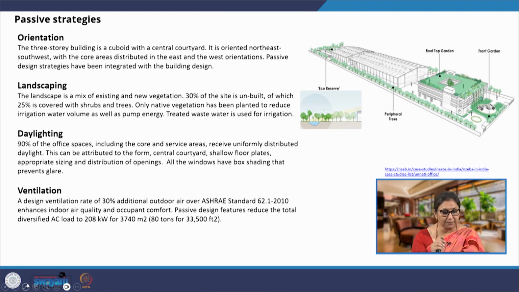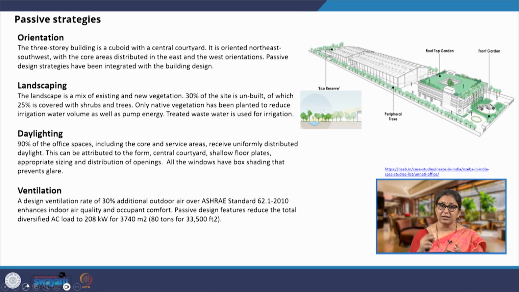The third passive design strategy that they ensured is having daylighting in all the habitable areas. 90% of the office spaces, including core and service areas, are daylit in this building. So, they have shallow floor plates, and how have they been able to achieve that? They have introduced a courtyard. Usually what happens is that when we do not have a courtyard, the floor plate becomes very wide and it is impossible to light up the center of the plate, the middle part of the floor plate.